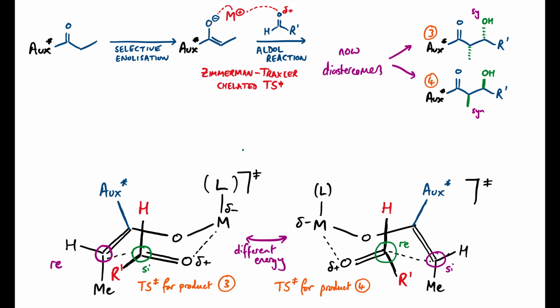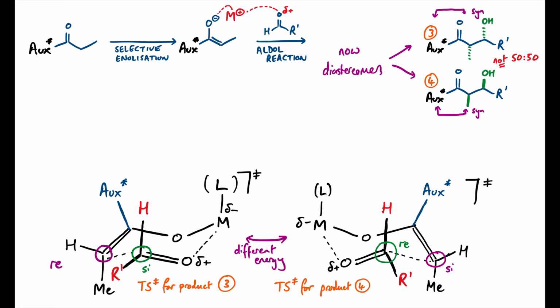Although the relationship between the methyl group and the hydroxyl group is still syn, the relative stereochemical relationship between the auxiliary and the methyl group is different. So now we form two diastereomers via transition states that don't have the same energy, which are fundamentally different. So we should expect our ratio to not be 50-50 here. The bigger the difference in transition state energy we can make, the more selective we can make the reaction for either product 3 or product 4, whichever one we actually want.